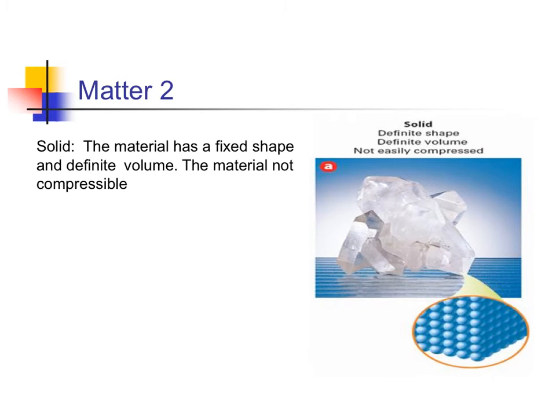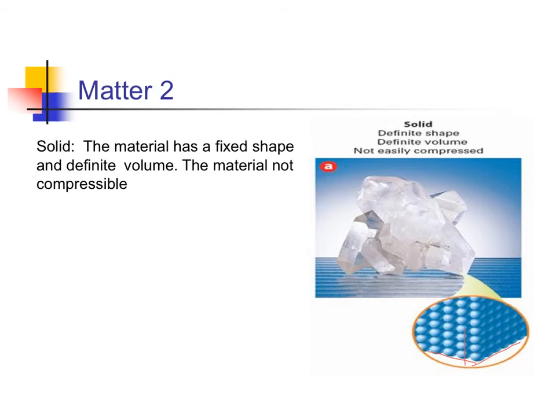Solids are materials that have a fixed shape and definite volume. The material is not compressible. You can't crush it, and if you do, it actually just crushes. And we can see some quartz here, and we can see how all the little atoms are lined up in nice little cubic forms. It has a nice shape, fixed volume, and is non-compressible as well.